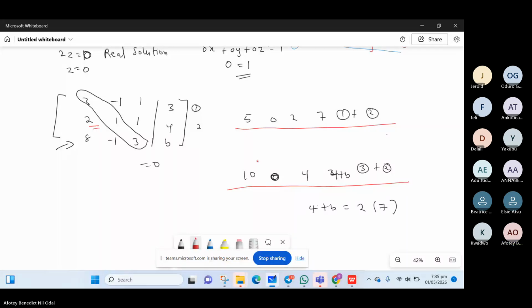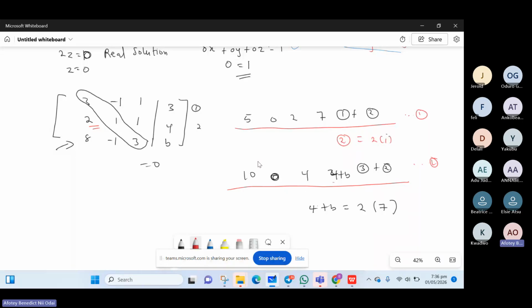So that's the method you can use. The second way is also by adding two of the rows as we've done in this case. We added 1 and 2 and also 3 and 2. We saw that for the first one, we had 5 here, 10 here, 0, 0, 2, 4, 7, 4 plus 7. And it's clear that equation 2 is equal to 2 times equation 1.